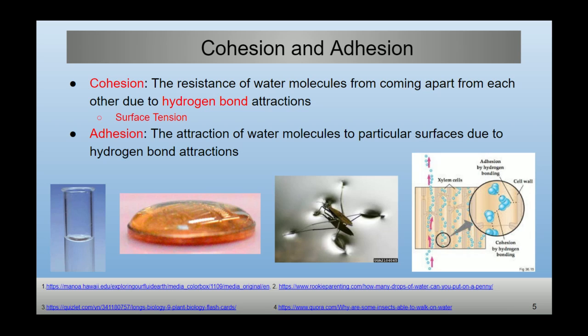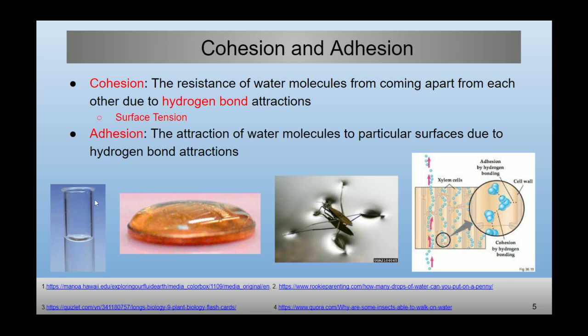Cohesion and adhesion is another property. Cohesion is the resistance of water molecules to coming apart from each other due to hydrogen bond attractions. A sub-property of cohesion is surface tension, an example of cohesion, and we'll look at an example below. Adhesion is the attraction of water molecules to particular surfaces due to those same hydrogen bond attractions. So cohesion is water to water attraction, and adhesion is water to a surface. You'll see these examples right here.